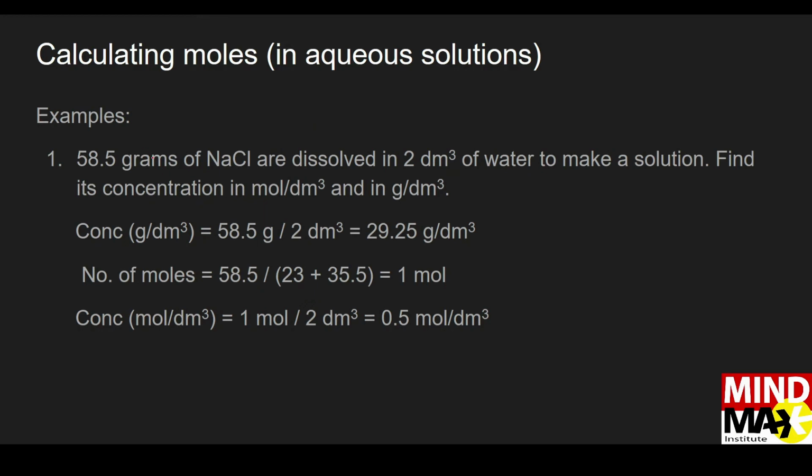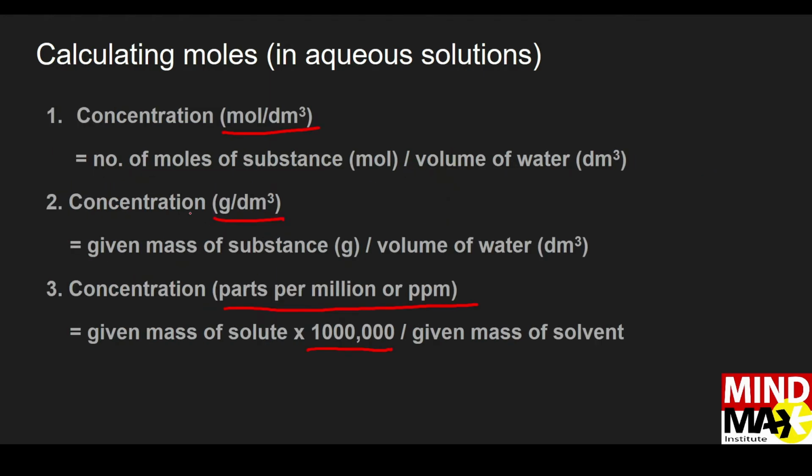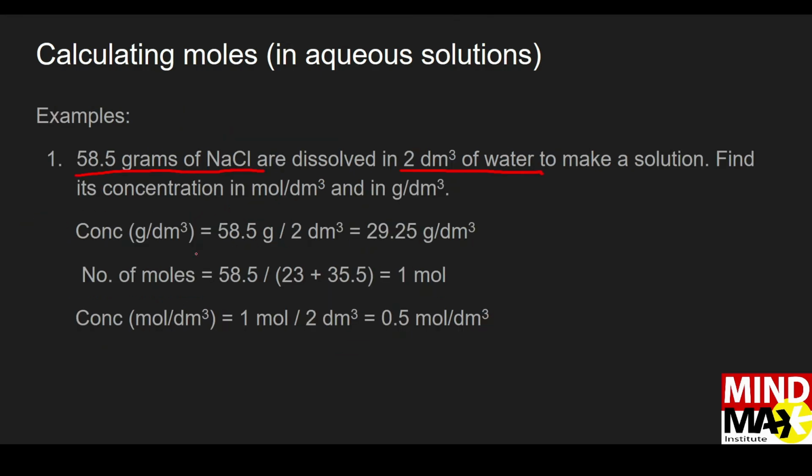The next thing is about the examples related to finding the concentrations. The first question: 58.5 grams of sodium chloride are dissolved in 2 dm cubes of water to make a solution. Find the concentration in moles per dm cube and in grams per dm cube. First, let's find the concentration in grams per dm cube, because that is very straightforward. The given mass of the substance is 58.5 grams. So we use the first formula, grams per dm cube, given mass by volume of water. Given mass is 58.5 grams and the volume of water is 2 dm cube. So we divide this, we get 29.25 grams per dm cube. That's the concentration in grams per dm cube.